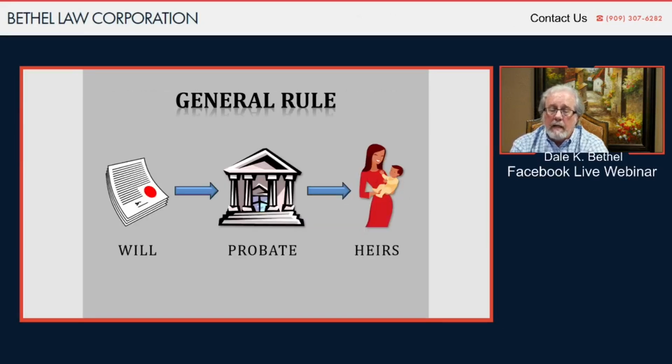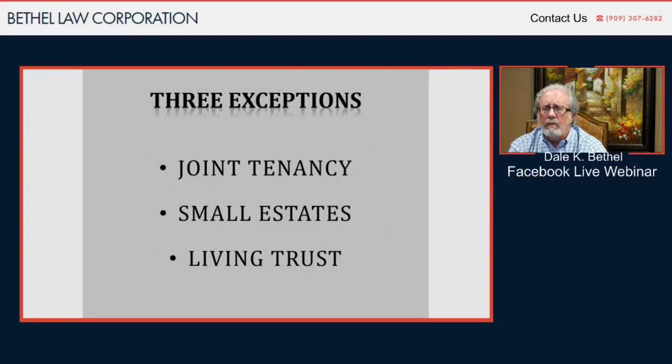So with that, I've kind of gone through the general rule of what the opening presentation is all about. And that is, if you decide to use a will or do nothing, we're going to end up in court, and it is going to take anywhere from a year to 2.5 years to get through the system before anything actually gets resolved. Now, there are exceptions to this general rule, one of them being joint tenant titling, and then small estates, and then the living trust itself, of course, is an exception.